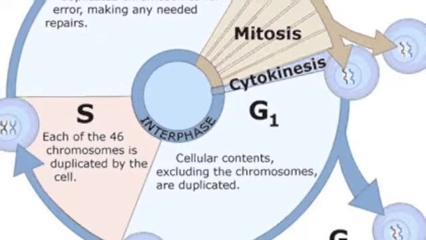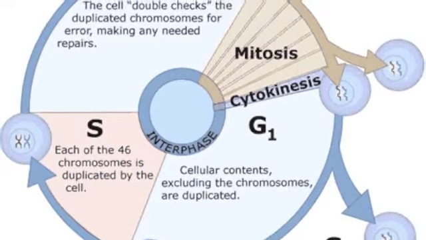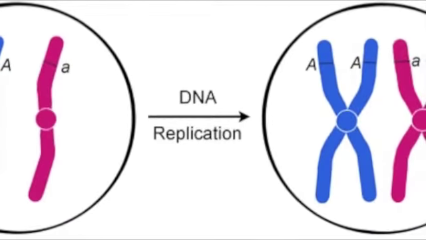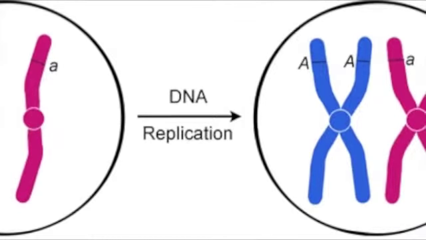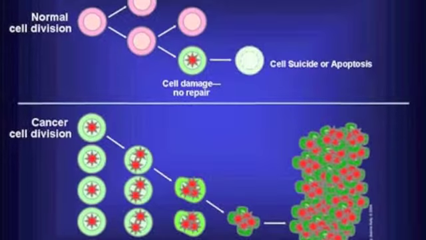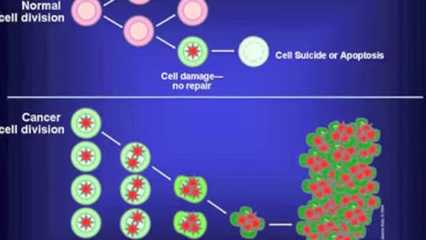The next phase is S phase. The S in S phase stands for synthesis. During this phase, new DNA is generated and chromosomes are copied. At the end of this phase, the cell now has twice as much DNA, 92 chromosomes to be exact. If cells do not properly respond to signals, this is where cancer cells are formed because of the rapid growth.